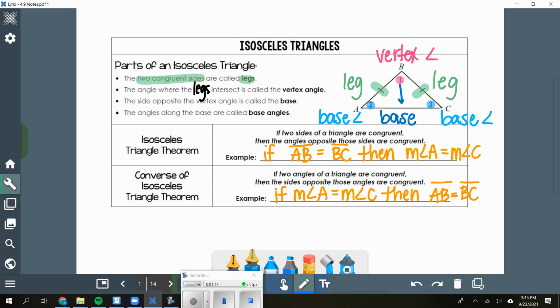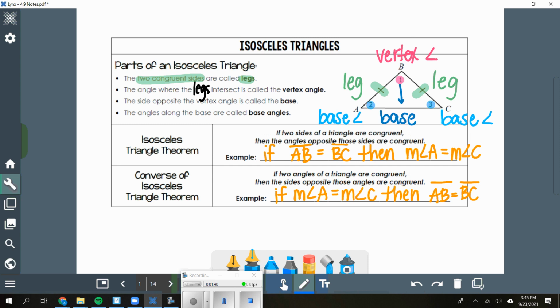Alright, so for an isosceles triangle, if two sides of a triangle are congruent, so if your triangle is isosceles, then the angles opposite those sides are congruent as well. So if I know that my two legs are congruent, AB and BC, then I can say that angle A and angle C are congruent as well. So if your legs are congruent, then your base angles are congruent as well.